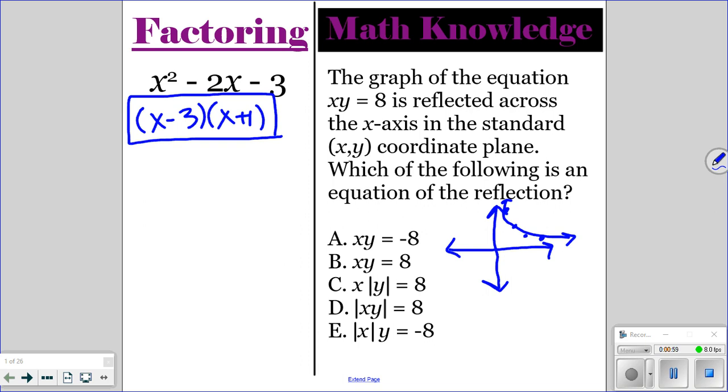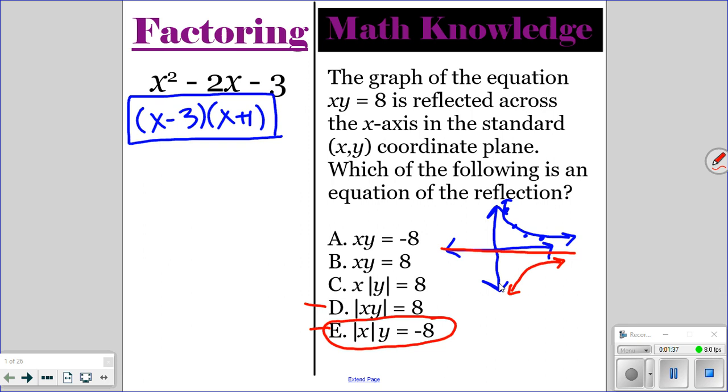And then we want to reflect it across the x-axis. So this is our x-axis, so to reflect it, it's going to get put down here. So this is going to make all of our x values have to be positive because they're all over here. So that's either going to be D or E. And all of our y values have to be negative because it's down here. So that's going to be E, because they need to be a negative number, and so the absolute value of x times y is going to equal negative 8.